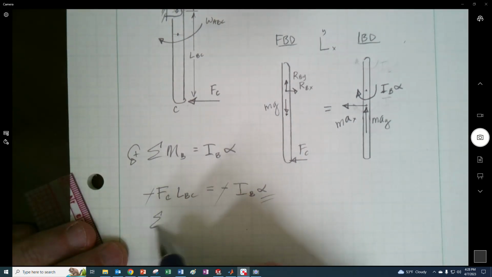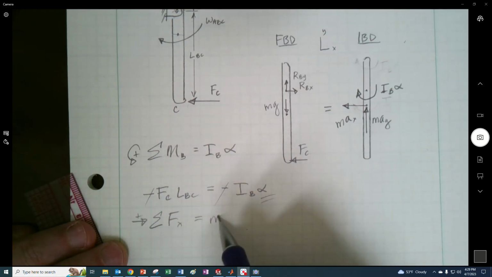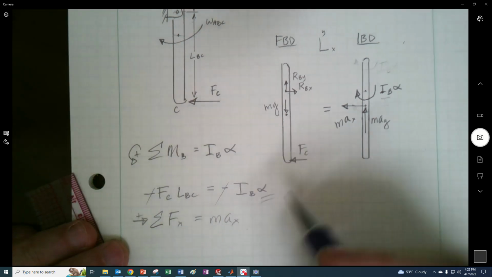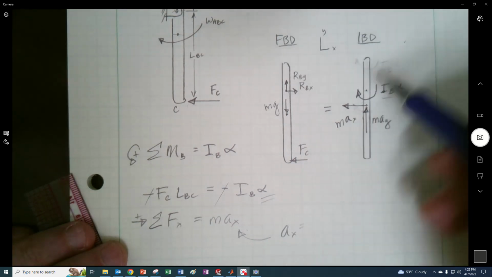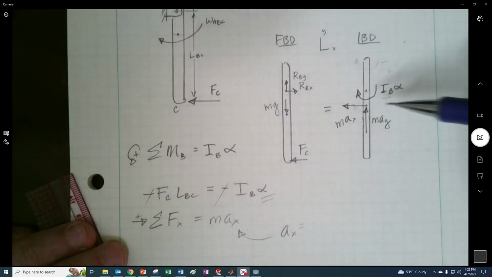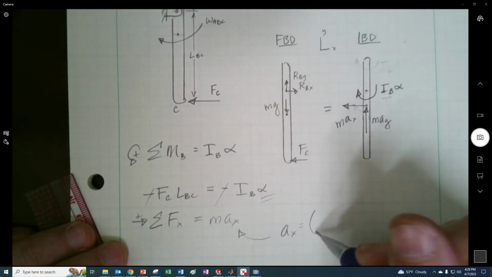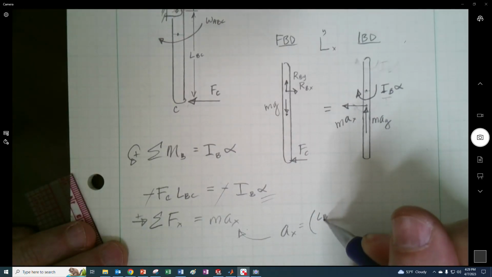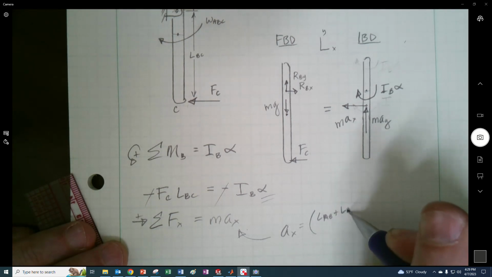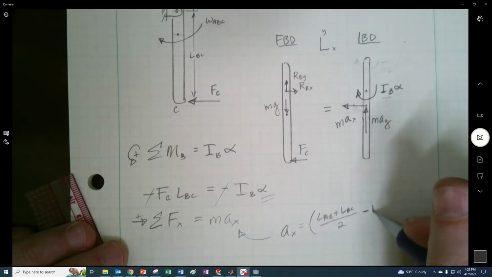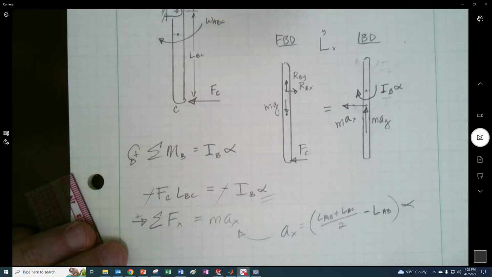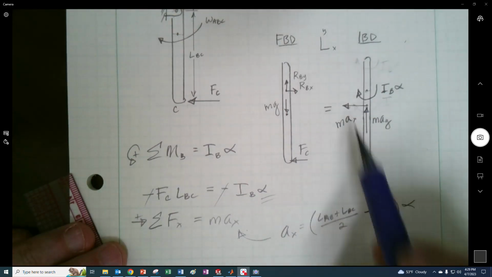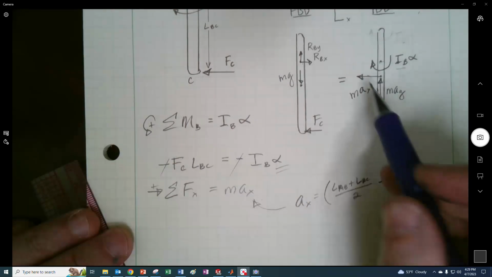Now we go to the sum of the forces in the x direction equals mass times acceleration in the x direction. So we could find the acceleration in the x direction is just going to be this little distance between here and here. All right, so I think it's LAB plus LBC over 2 minus LAB. That will get times alpha right there, right? So that'll give us this value. And so we'll be able to get Rx.